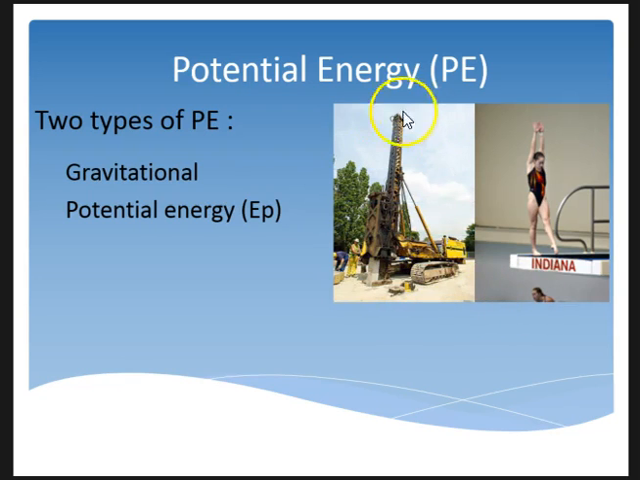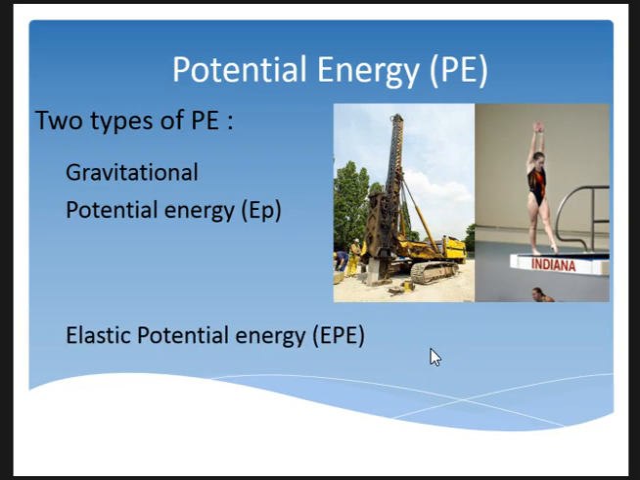We are also going to deal with gravitational potential energy when we talk about machines like this. This is a pile driver. Basically, it is a mechanical hammer that is used to push pillars down into the ground. The second type of potential energy is elastic potential energy.